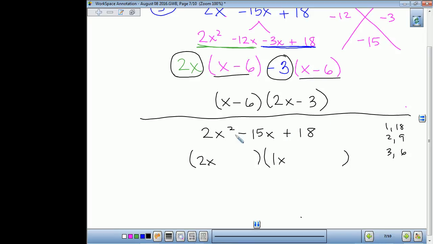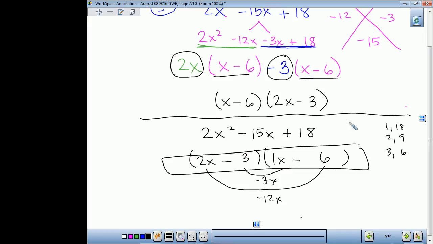We're multiplying to get a positive and adding to get a negative, so we know they have to both be negative. That's the only way to multiply and get a positive and add to get a negative. And I know that when I distribute, this product and this product always give me that middle term. So if I put a 6 right here, do you see that gives me negative 12x? And if I put the 3 right there, that gives me negative 3. And what is negative 12 plus negative 3? Negative 15. So there's my answer. I'm done. Did I get the same thing?